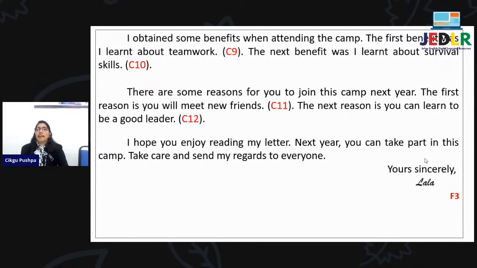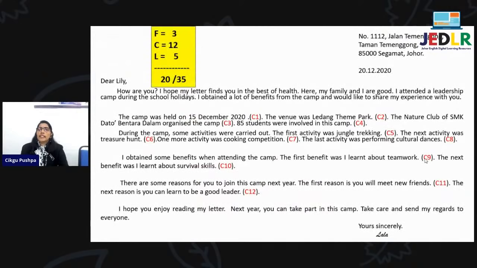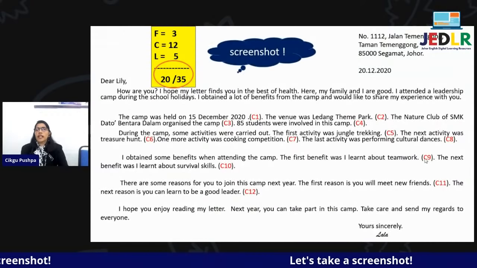This is the second part. Okay, so once you're done, this is your score, right? Since you followed the format correctly, you're going to get 3, and your content 12, and your language 5. So altogether, you're going to get 20 out of 35. Happy, right? Now, this is actually the complete version of the letter that we have discussed.